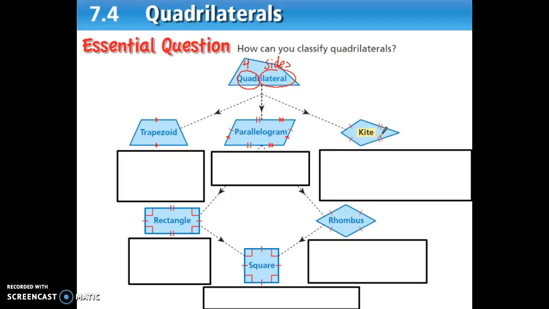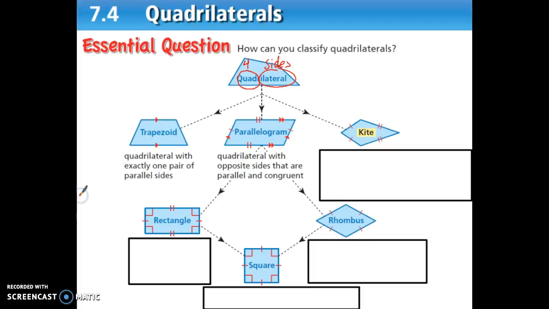So the definition for a trapezoid is a quadrilateral with exactly one pair of parallel sides. Notice there are no arrows on the left and the right of this figure. Those are not parallel. Only the top and the bottom are parallel. I'll pause the video in a moment after I go ahead and show you all three definitions. A parallelogram is a quadrilateral with opposite sides that are parallel and congruent.